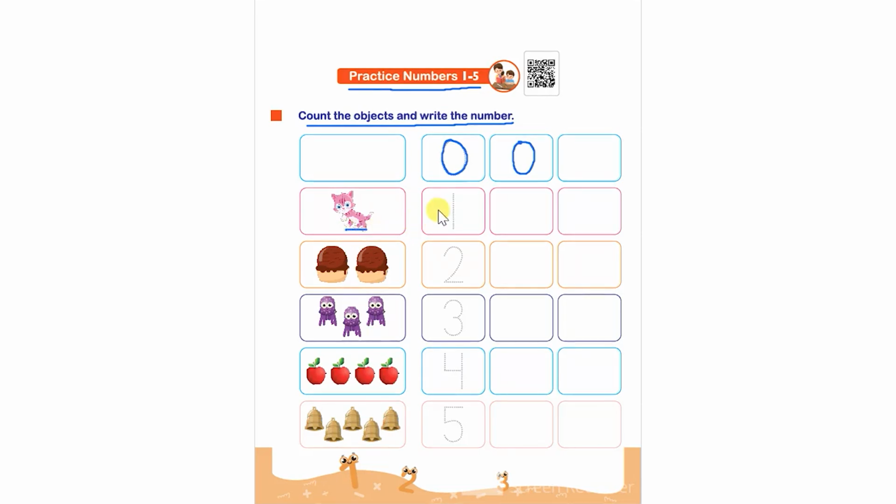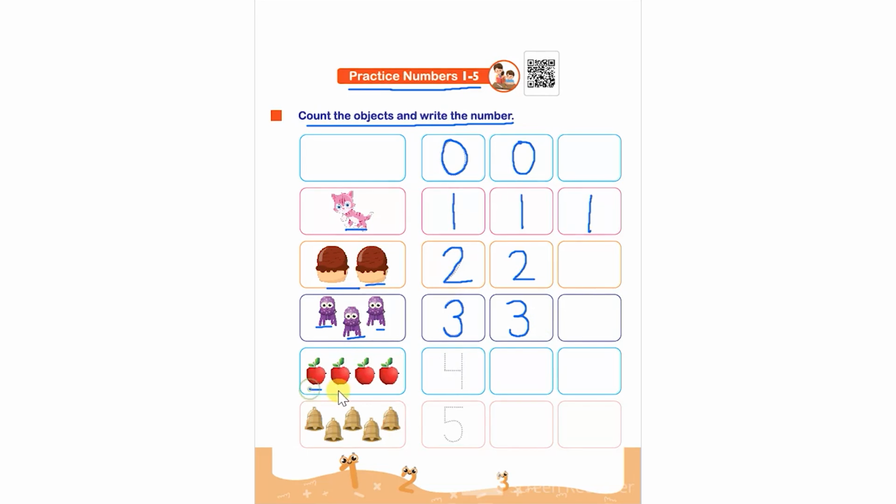After that 1. So they have to trace the number 1 and then they have to write the number 1 in these 2 boxes. After that, there are 2 cupcakes. So the child has to trace the number 2 and then write 2 in these 2 boxes as shown over here for 1. After that, 1, 2, 3. There are 3 objects over here. So the child has to first trace the number 3 over here and then he or she has to write the number 3 on their own in these 2 boxes.